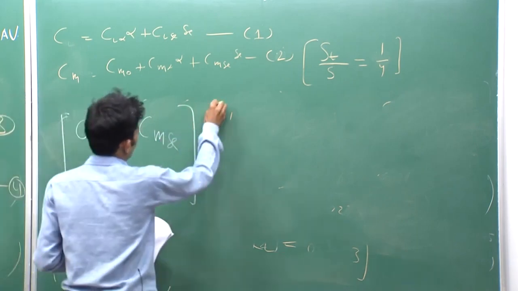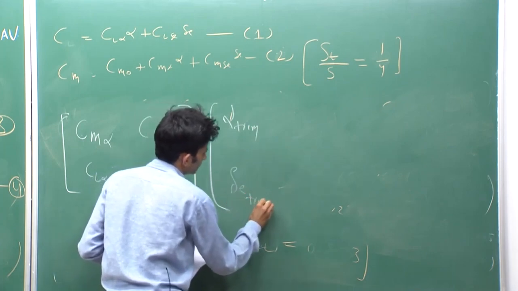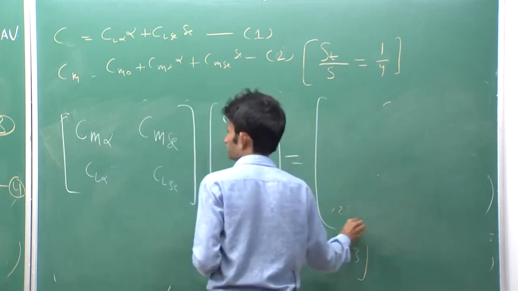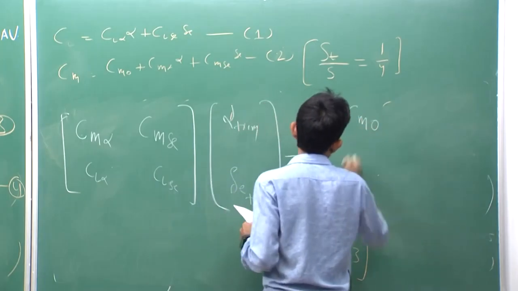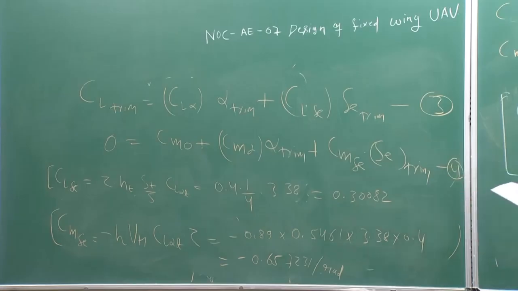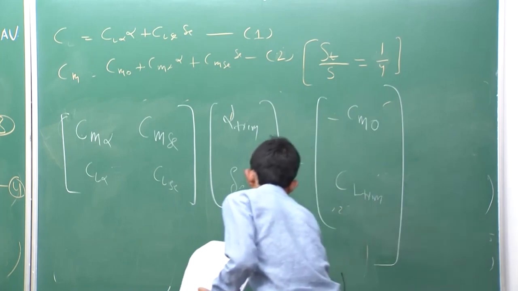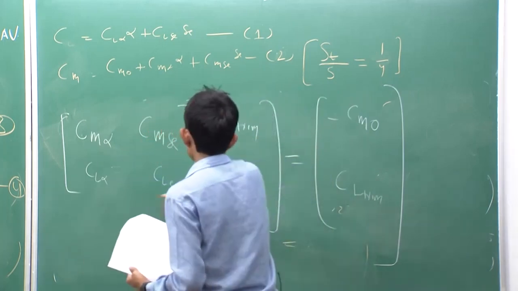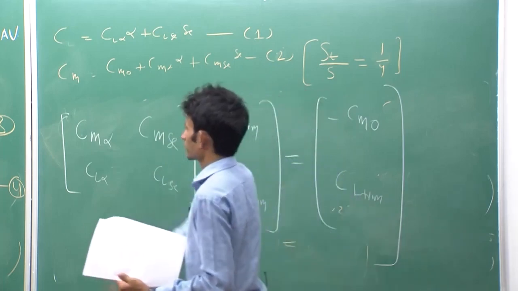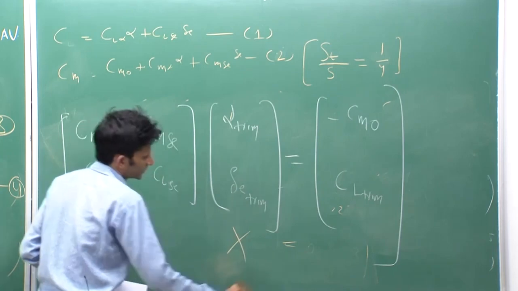Let us see, one matrix multiplied by the unknown column matrix alpha trim, delta E trim, equal to, if you put Cm naught on that side, minus Cm naught, and Cl trim from equation 3. That is, Cl trim will come here. If you multiply this row with this column, you will get equation 4, and the other row gives equation 3. So basically this is matrix A, this is the unknown matrix X, and this is matrix B.